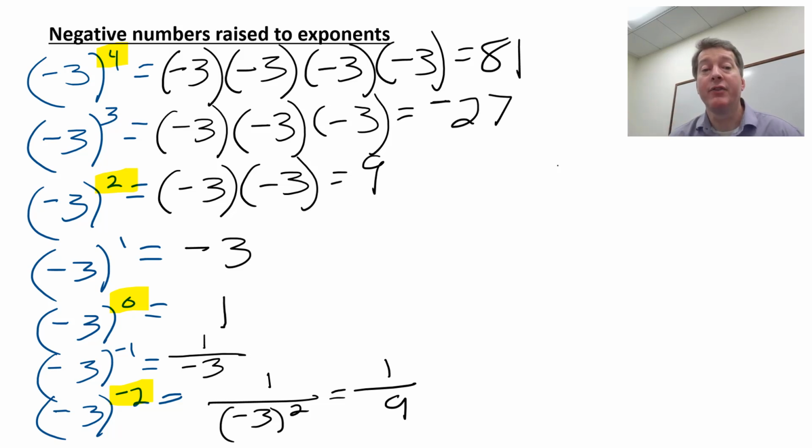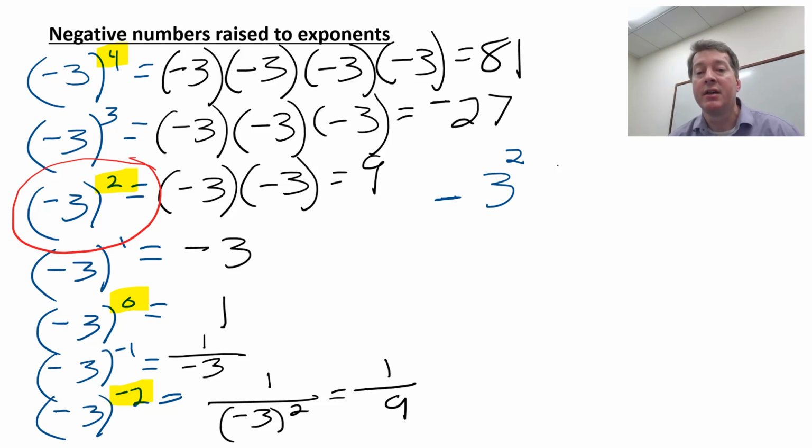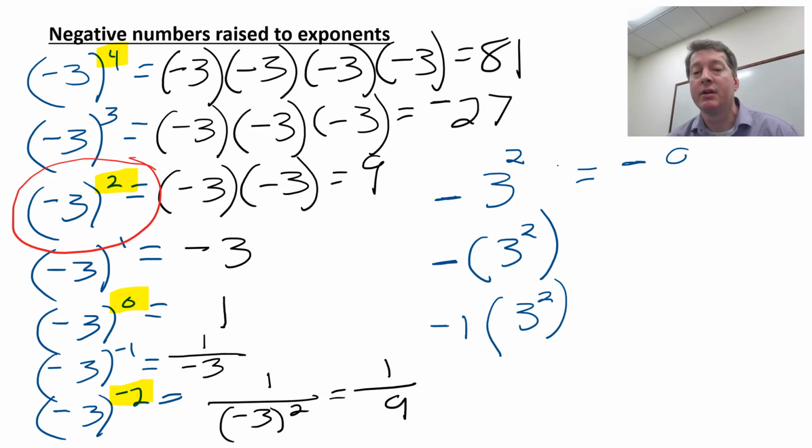One last point on negative numbers raised to an exponent. You see here I have negative 3 squared. We said that's positive 9. But suppose I simply write negative 3 squared where I do not have the negative 3 in parentheses. That is the same as negative of 3 squared. It's only the 3 that is squared, which is the same thing as negative 1 times 3 squared. So that is negative 9. That might come up once in a while on a test.